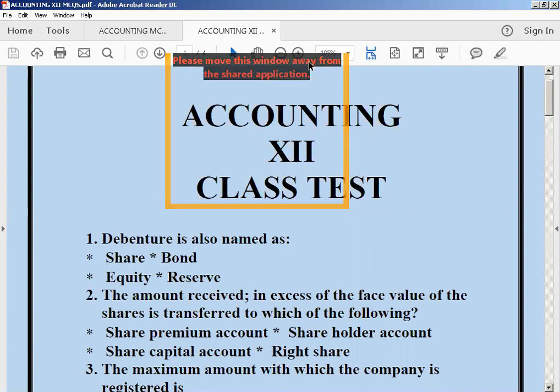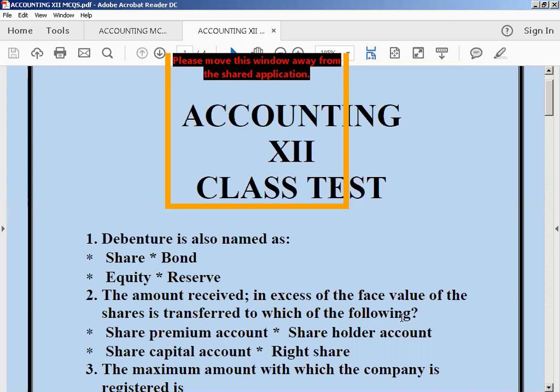So testing should be every time. You need to solve many MCQs. I will proceed towards the first one. Meanwhile, I will also explain it to you along the way, but I want your answers first. Debenture is also named as, we have options over here: shares, bond, equity, reserve. On your screen you have two MCQs right now.